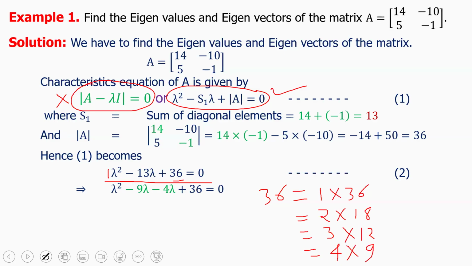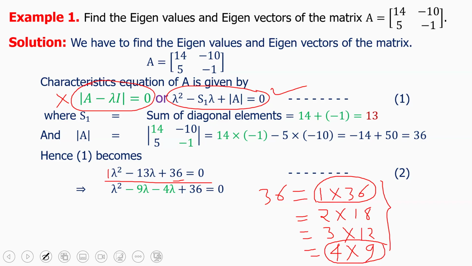That's enough. So now these are the factors of 36. Now we use the factors whose sum is equal to 13. 1 plus 36 or 36 minus 1 is not 13. If we use the fourth pair, 4 into 9, the sum is 13. So we are breaking it over here.